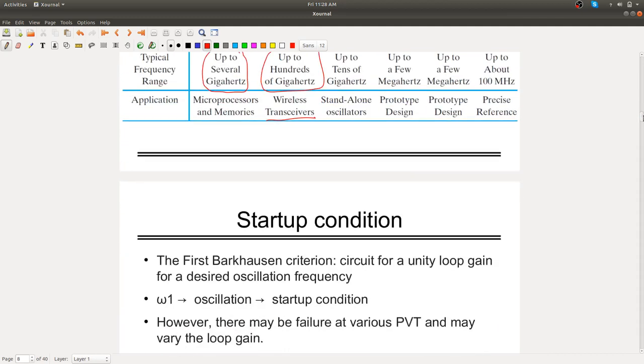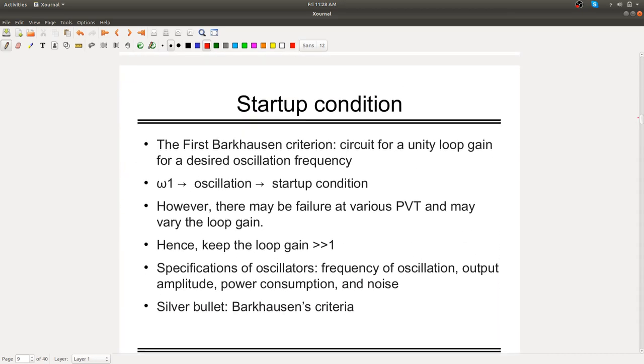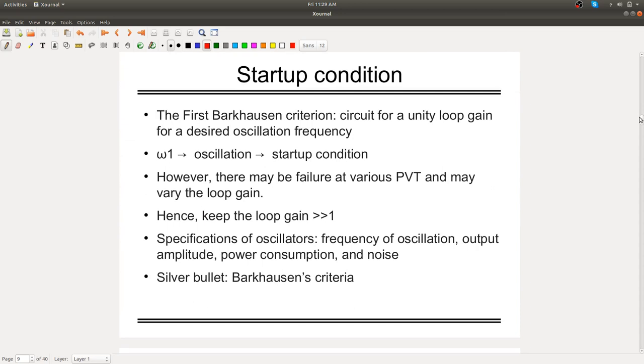Okay, so let's understand, it will start oscillating when it follows the Barkhausen criteria. For a circuit with unity gain, it will have the desired oscillations of frequency if there is 180 degree phase shift plus 180 degree of loop, and the gain is greater than 1.